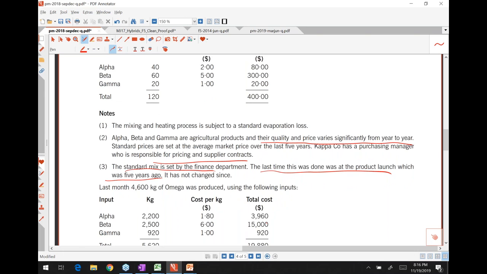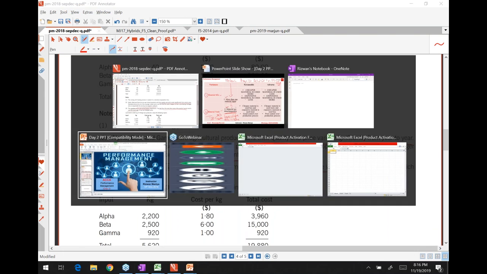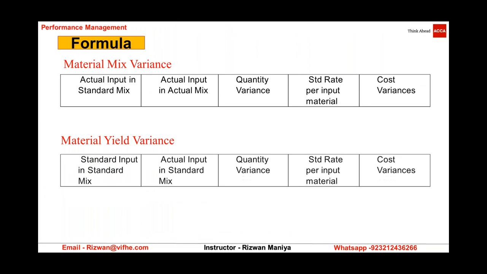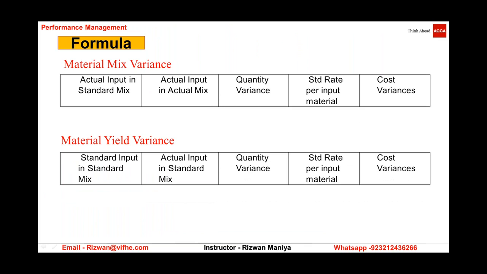But before that, I will quickly show you the formula of mix variance and how we calculate mix and yield. You can have a quick look here. The formula is actual input in standard mix, actual input in actual mix, then we have quantity variance, standard rate per input material, then we have cost variance. I'm just putting numbers here to give you the idea of how I will be using the formula. So I'm writing here 1, then 2, then 3, then 4, and then 5.